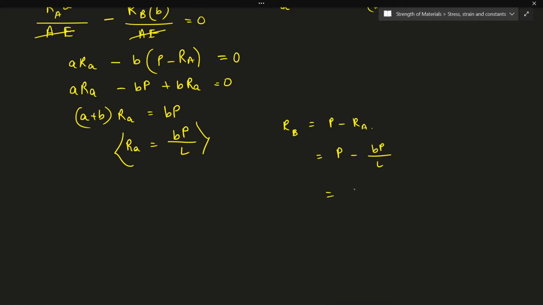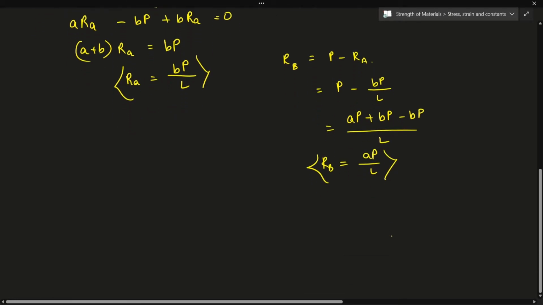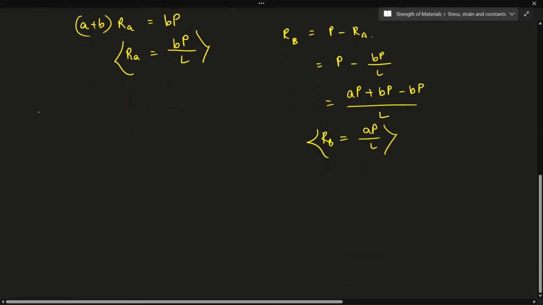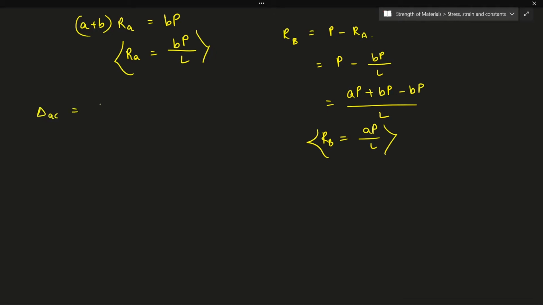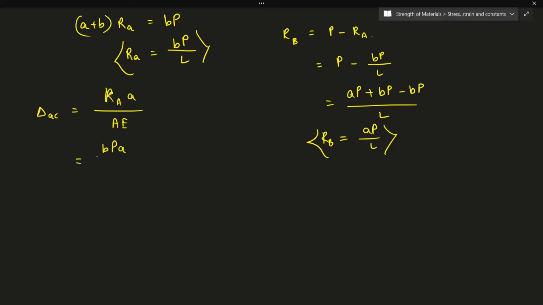which is nothing but, so L is nothing but A plus B, that is AP plus BP minus BP whole divided by L, so which is nothing but AP by L. So this is RB, right? So now if I want to calculate the delta AC, I will simply substitute these values, so which is nothing but RA into A divided by AE. So here RA is nothing but BP into A divided by LAE. So this will be the deflection of delta AC, right?